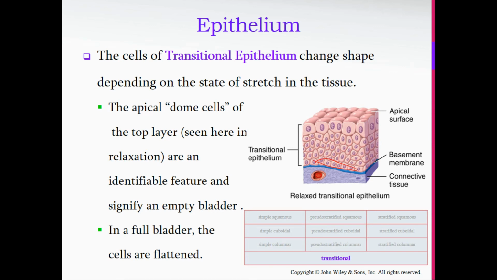The apical dome cells of the top layer seen here in relaxation are an identifiable feature and signify an empty bladder. So your bladder is one of the classic places that we find transitional epithelium because your bladder has an incredible ability to stretch. When your bladder is empty, it is very small. Think of a balloon. When your bladder is full, it expands much larger so that it can hold more urine. And this is why it will be lined with transitional epithelium.